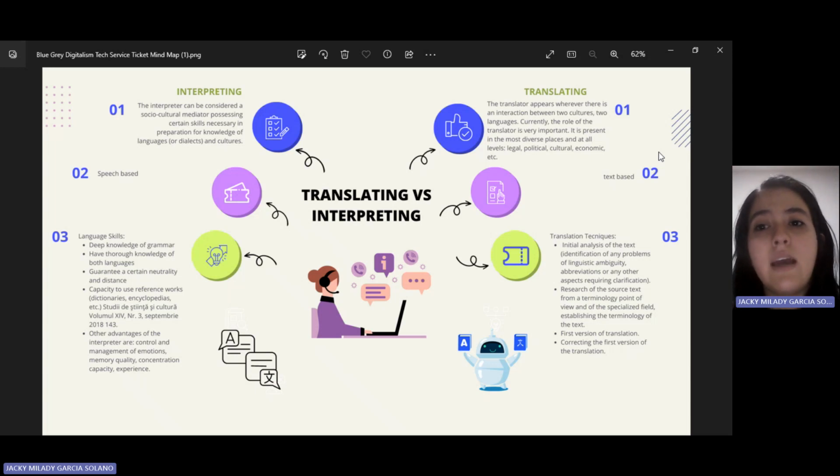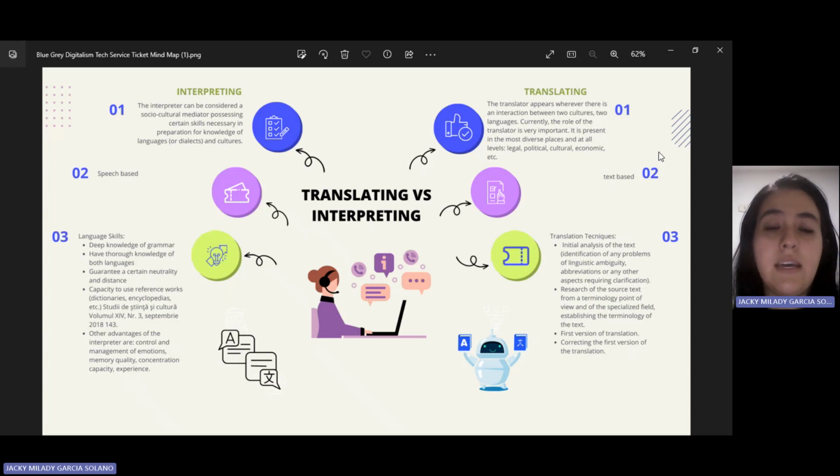On the other hand, we have translation, which is text-based. It means it's written. We can say that a translator appears wherever there is an interaction between two cultures. That is a similarity between interpreting and translating: it is to change a message from one language into another. In the case of a Spanish speaker, it may be from English to Spanish, from Spanish to English, and in the same way with other languages.